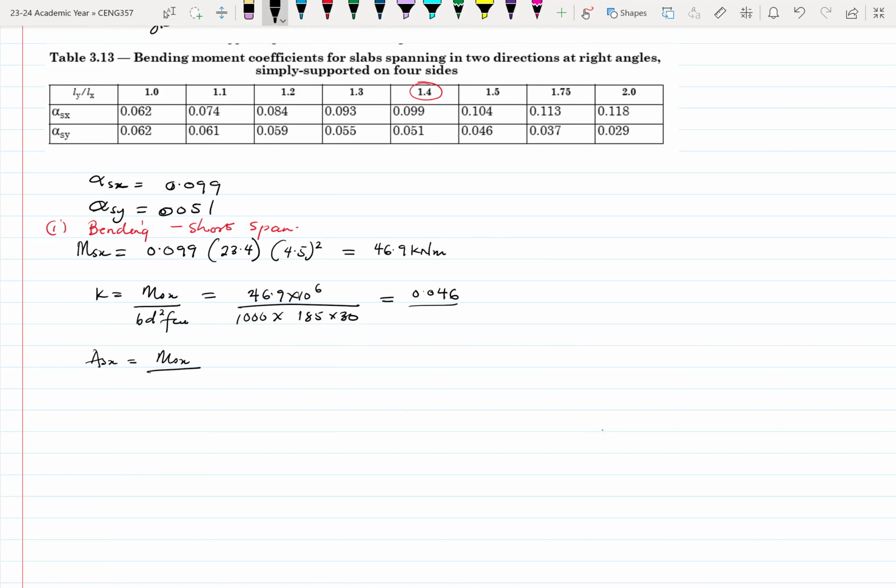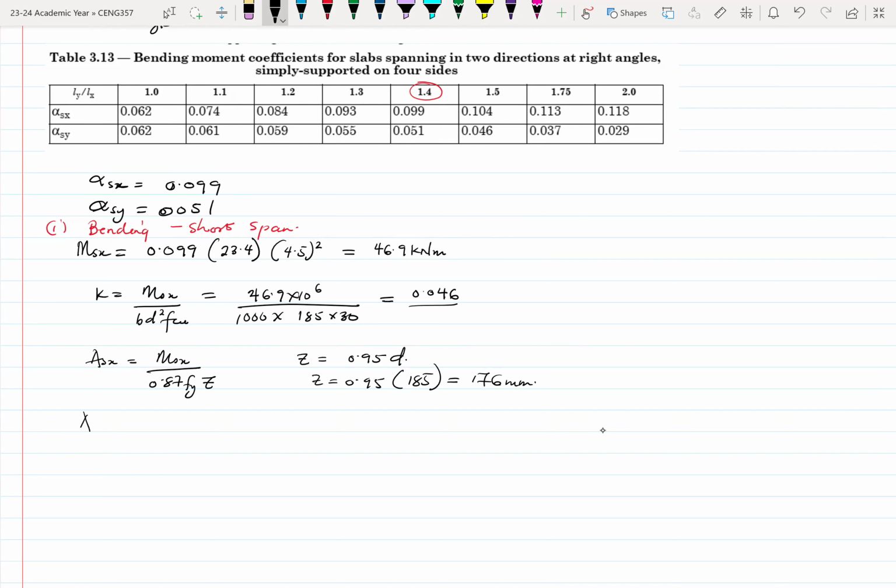0.87 F sub Y Z, the Z is usually 0.95 D for very small values of this sort. So it means that our Z here will be 0.95 times 185, which then would give us 175 millimeters.